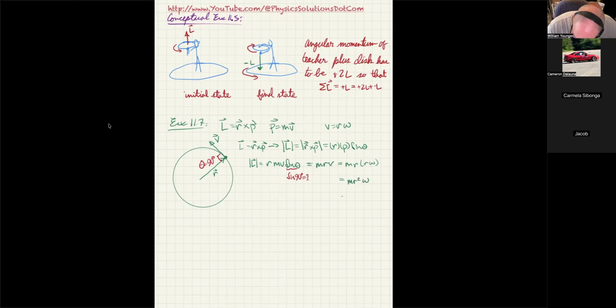But remembering that L is equal to I times omega, you see, oh, I for a point particle, which I already told you was mr squared, is in fact mr squared. And the angular momentum, of course, is I omega. Any questions on that? All right, so that's what I was talking about.